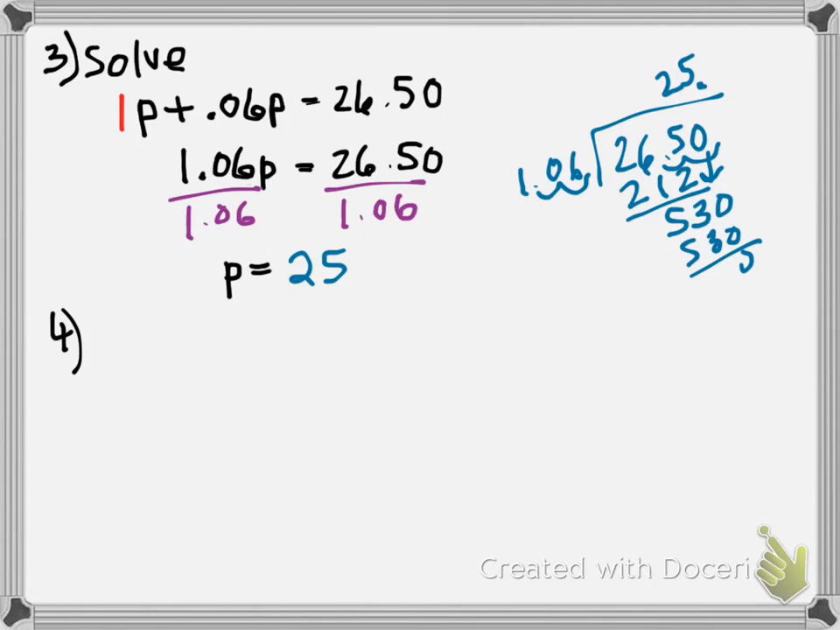Now I got to write it properly. What am I going to write as my answer? Oh, everybody should be able to raise their hand and tell me this one. This is easy. Luke, what's going to be the answer to this problem? Yeah, it's going to be $25, or the price of the shirt is 25 bucks.